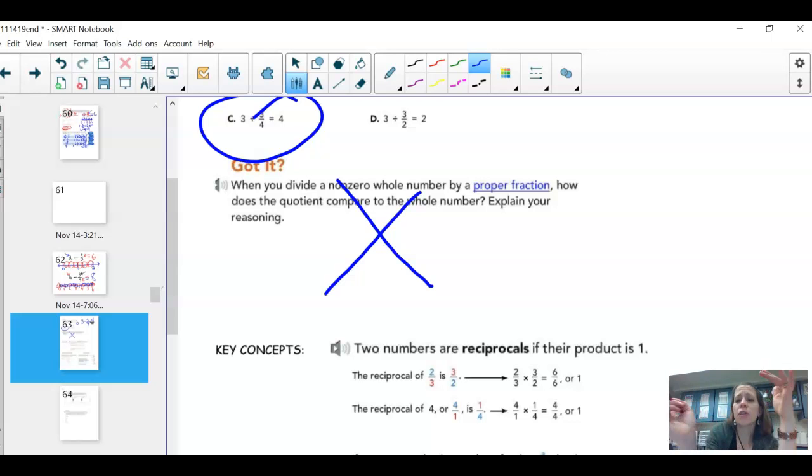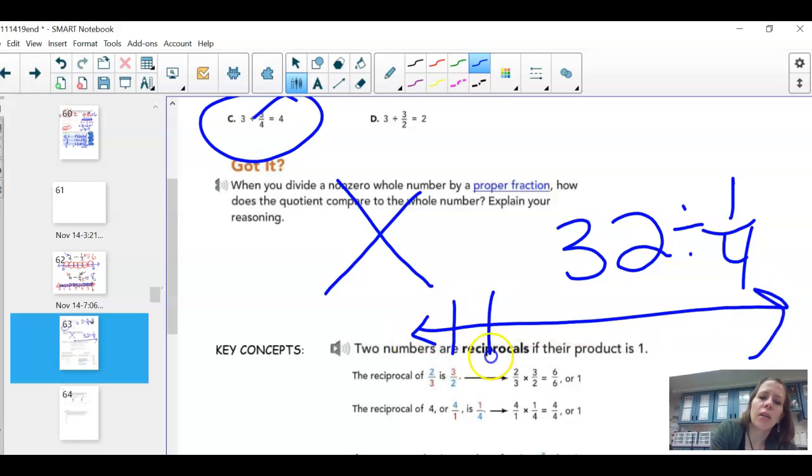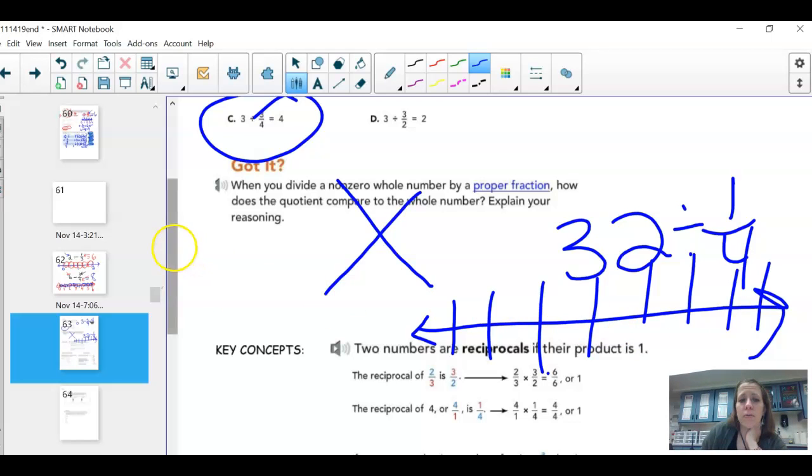Pero si yo tengo algo como 32 entre un cuarto, este es mucho porque tengo que escribir 1, 2, 3, 4, 5, 6 a la 32. So I have to go all the way up to 32. That's going to take too long. So now let's look at the algorithm.